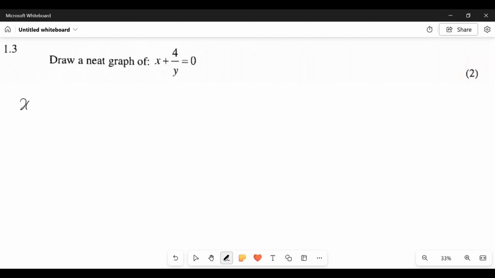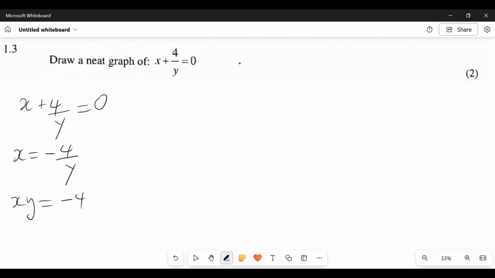You have your (x + 4) divided by y, and this is equal to 0. If we take this 4 over y to the right-hand side, we're going to be left with x here, and this is going to be negative 4 over y, right? And if you cross multiply this y, we're going to have x multiplied by y, all this equal to negative 4. As you can see now, this here is our hyperbola.